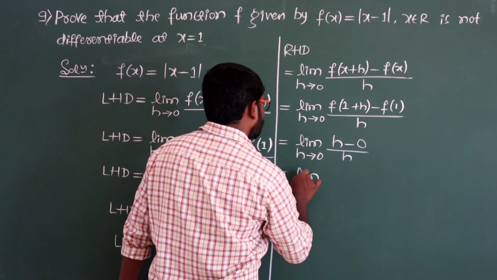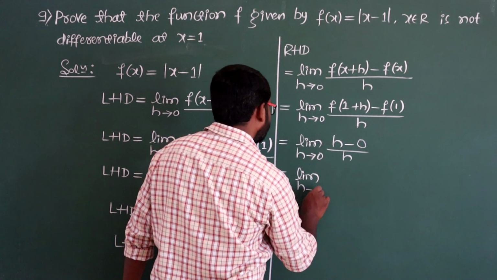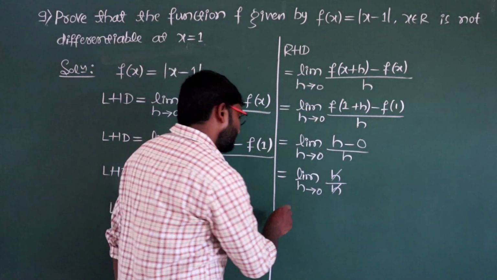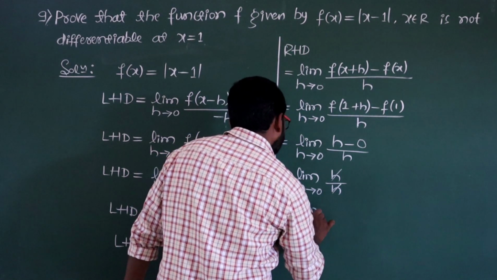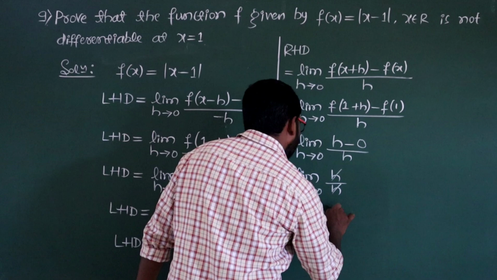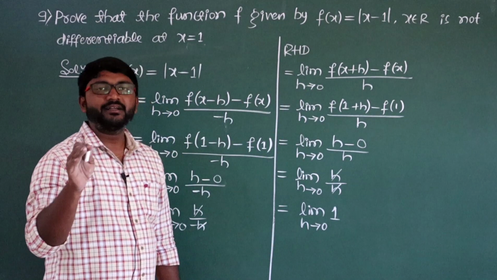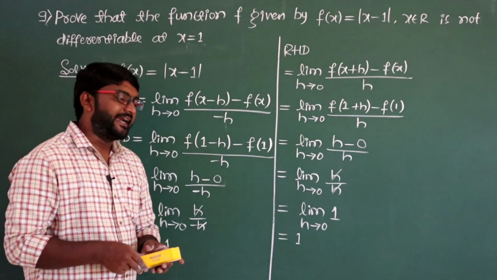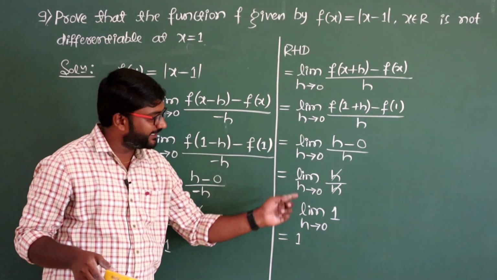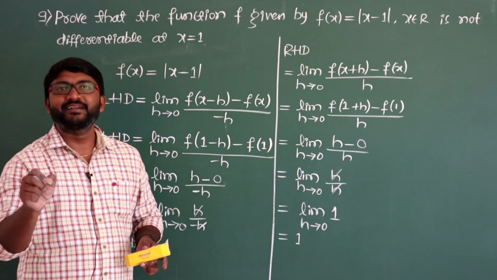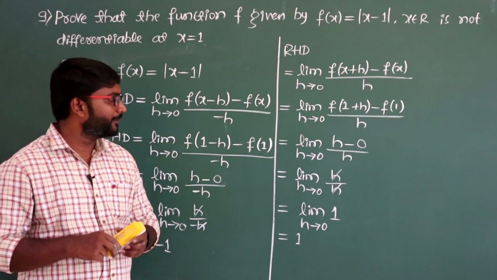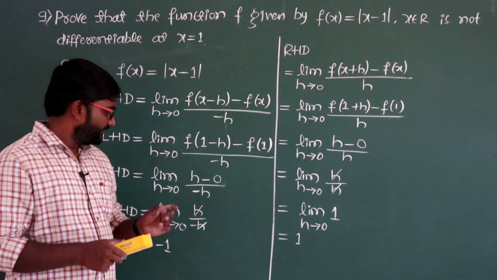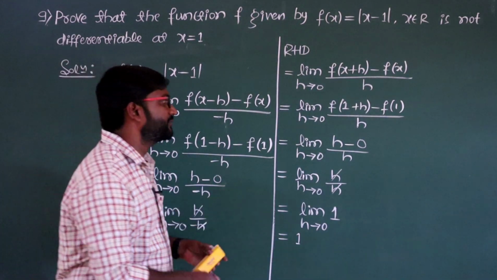Limit h tends to 0, this is the right hand derivative. So h by h, both get cancelled, we get 1. So limit of a constant is a constant. So this is equal to 1. So here the left hand derivative is minus 1 whereas the right hand derivative is plus 1. This clearly indicates that the function is not differentiable at x equal to 1. In case a function is differentiable at x equal to 1, we would have got the condition left hand derivative equal to right hand derivative. That conclusion we have to write here.